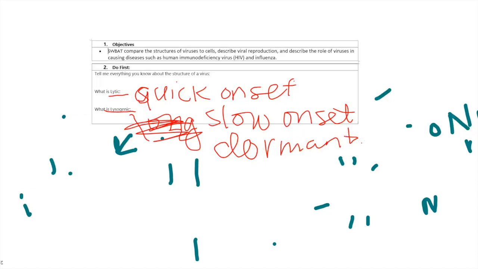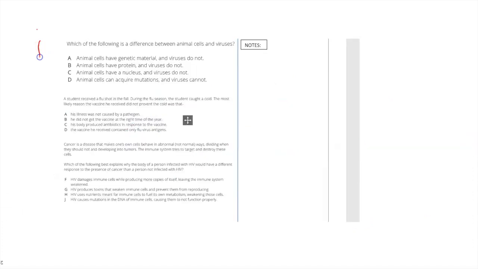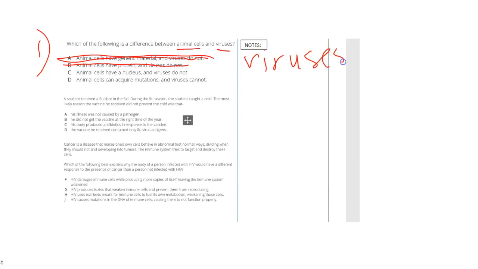Okay, now let's get to our group practice. Starting with number 1, it says, which of the following is the difference between animal cells and virus cells? It says, animals have genetic material, viruses do not. False, viruses definitely have genetic material. Animal cells have protein, viruses do not. Also false, I want you to write viruses. Almost everything has protein.